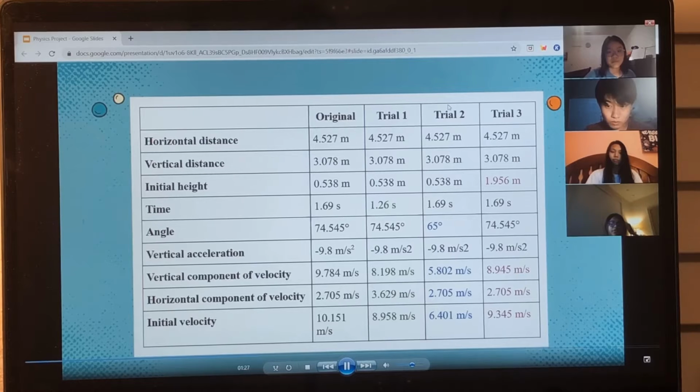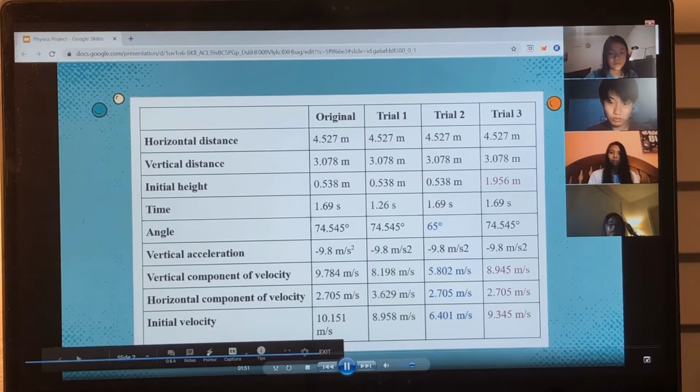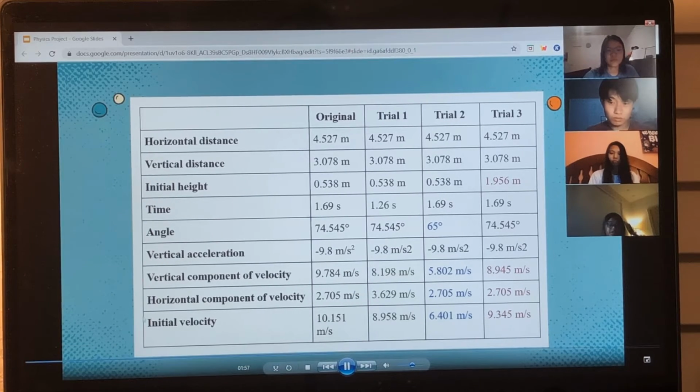So in total, we ran 3 trials to determine whether the clip is realistic or not. In our first trial, we held everything constant except for the time. When we ran our trial, the time did not add up with the original 1.69 seconds. Instead, we got 1.26 seconds. As a result of the time changing, our horizontal and vertical components of the velocity changed, and as a result, our initial velocity as a whole changed as well. So these changes prove that the clip is unrealistic.